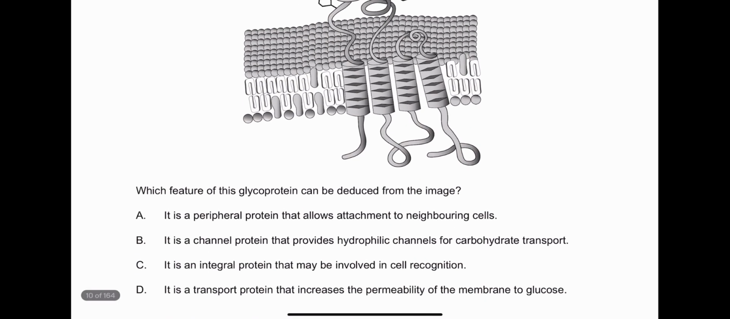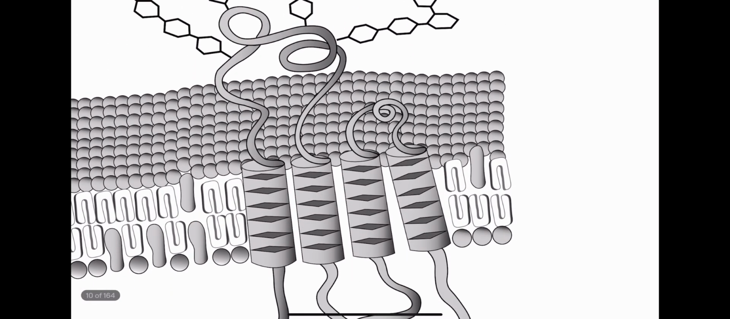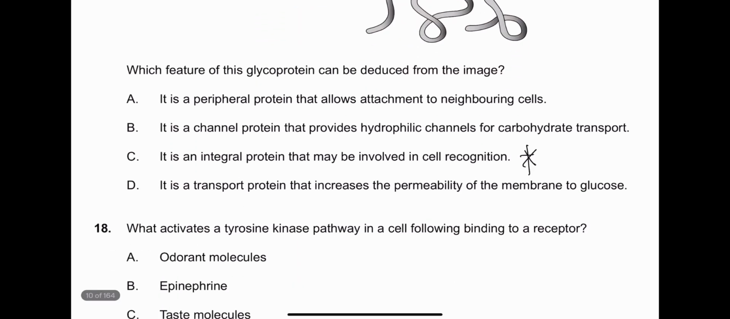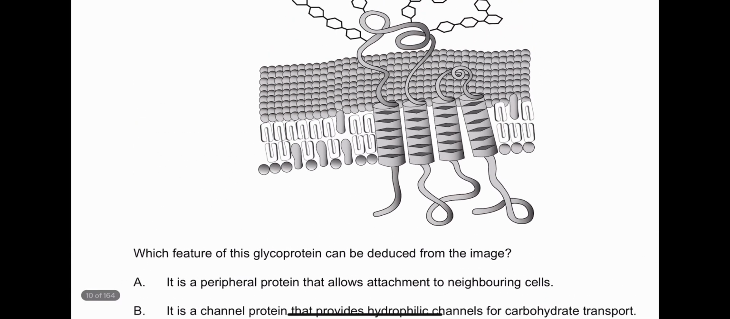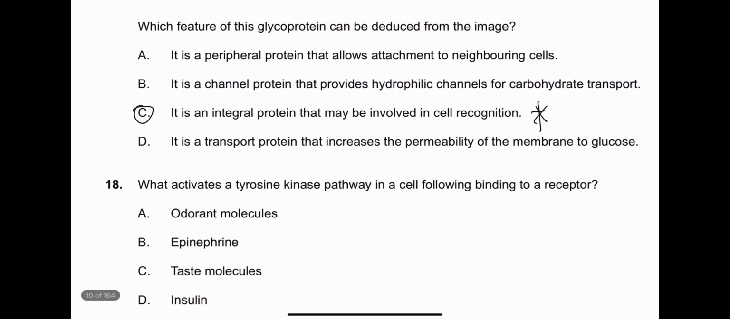Yeah. C, it is an integral protein that may be involved in cell recognition. Now, this seems very plausible, because we can tell it's an integral protein, it's embedded, and we can infer that it seems possible that it would have a role in cell recognition. D is a transport protein that increases the permeability of the membrane to glucose. No, that doesn't seem as likely as option C. Remember, for questions like these, when you're deducing something, read all the options because you never know, you could see something better, and you're just going to pick the most likely one. C seems the most likely, so we'll leave it at that.